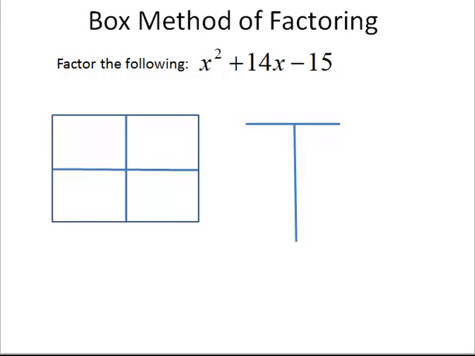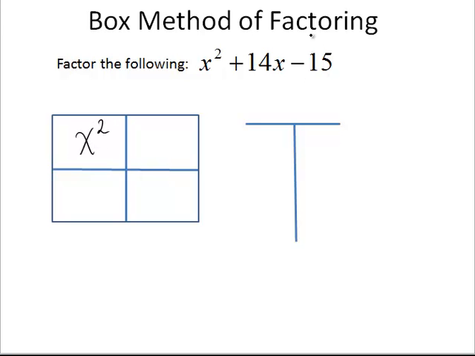We will be factoring x squared plus 14x minus 15 using the box method of factoring. So remember to check if there isn't a greatest common factor to pull out. And in this case, x squared plus 14x minus 15 does not have a greatest common factor to pull out. So the first thing we will do then is write the first term here, x squared, in our first box.